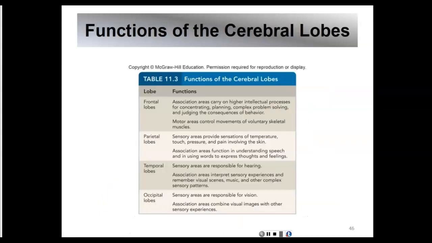Here's a chart. If you like charts, that will help give you a description of each of those lobes and the functions.